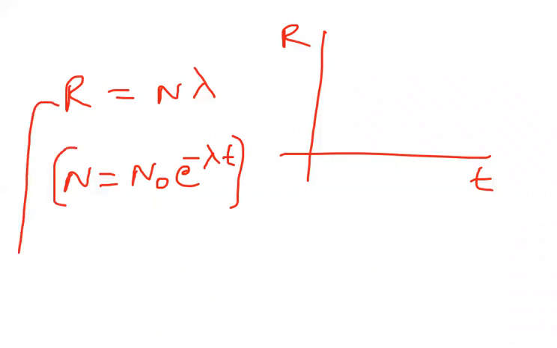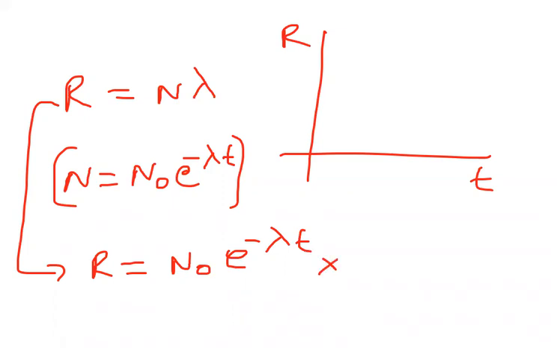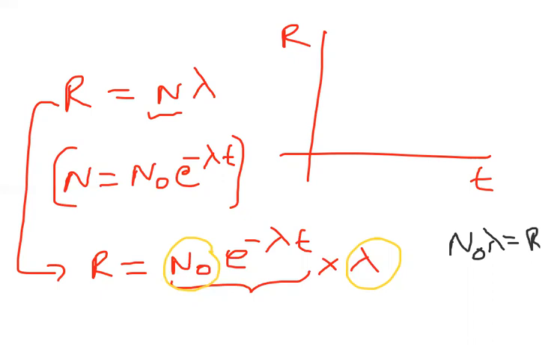So from that information I can now write R is equal to N0 into e power minus lambda t into lambda. Now in the place of N, I substituted this one. But observe carefully here: N0 into lambda. What is N0 into lambda? R is the radioactivity at any instant. N0 into lambda I can write as R0, the initial activity. Observe here: N lambda is the activity at any instant, and lambda into N0 is the initial activity.